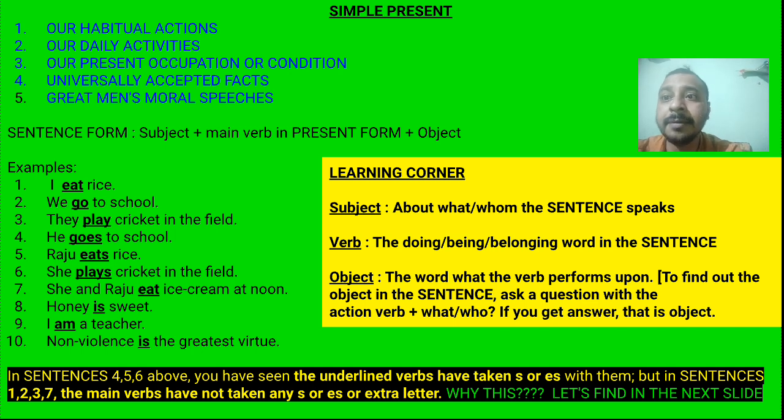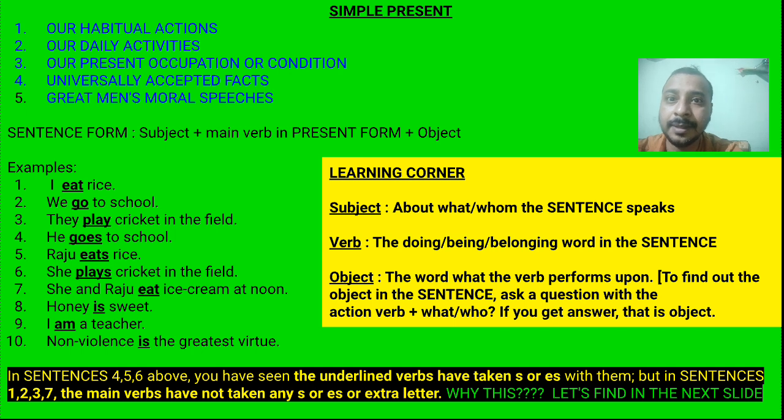You can see our habitual actions. Just see the screen. For our habitual actions, we use simple present tense. Our daily activities, our present occupation or condition. Next, universally accepted facts. Next, great men's moral speeches. With these senses, with these expressions, we have to use simple present tense, and I shall give you examples one by one.